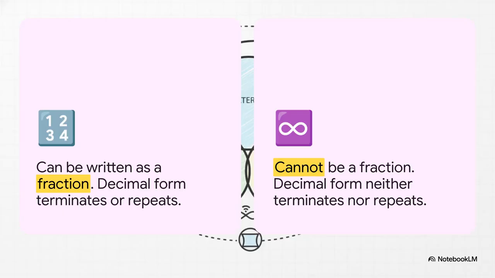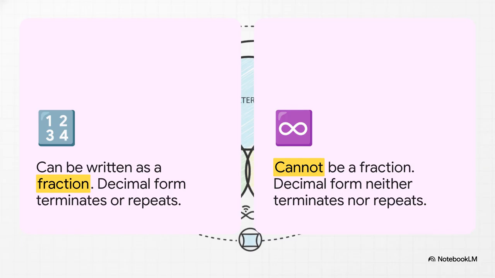Okay, so here's the family feud. On one side, you have the rational numbers. The key word there is ratio. If you can write a number as a fraction, it's rational. These are the predictable ones. Their decimals either stop nicely, like 1/2 is 0.5, or they repeat in a clean pattern, like 1/3 is 0.333.